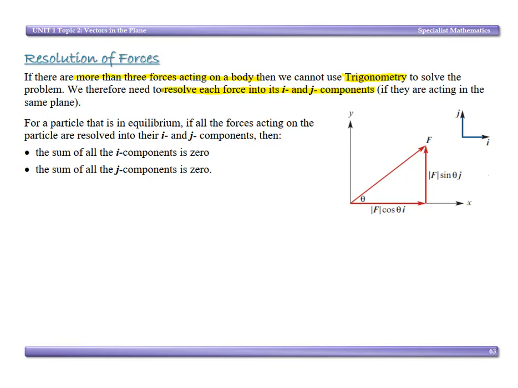So for a particle that is in equilibrium, if all the forces acting on the particle are resolved into their I and J components, then the sum of the I components has to be 0 and the sum of the J components is 0. And that's when the particle is in equilibrium.